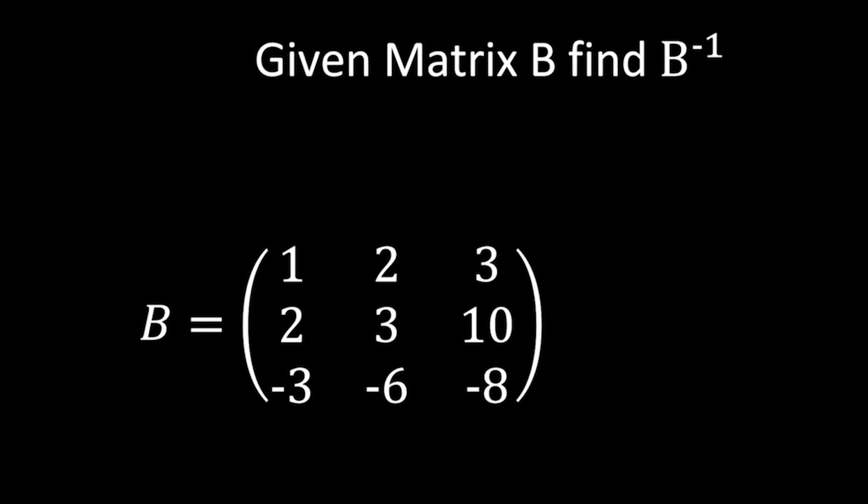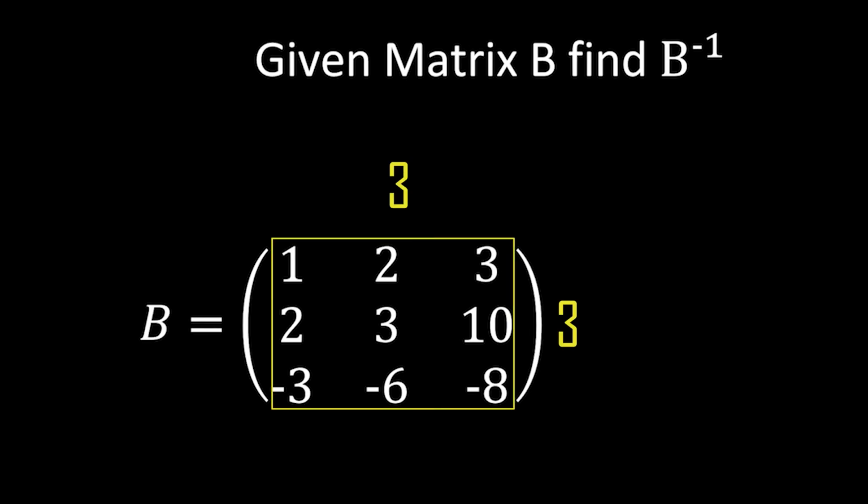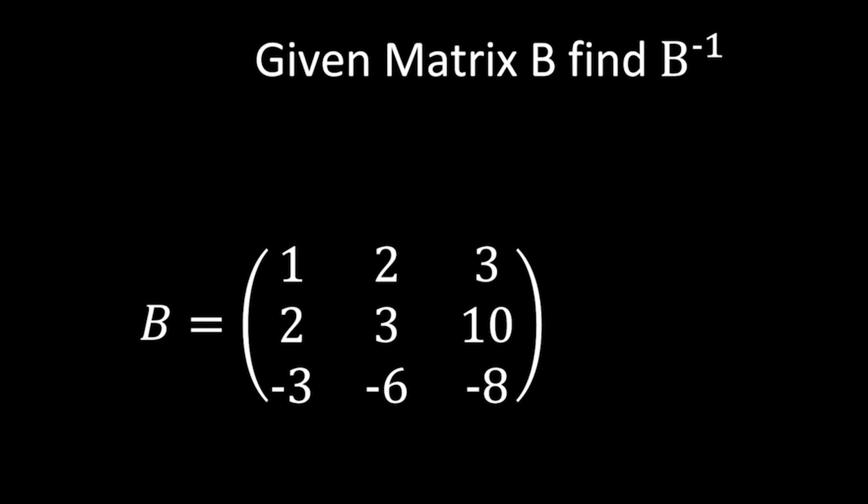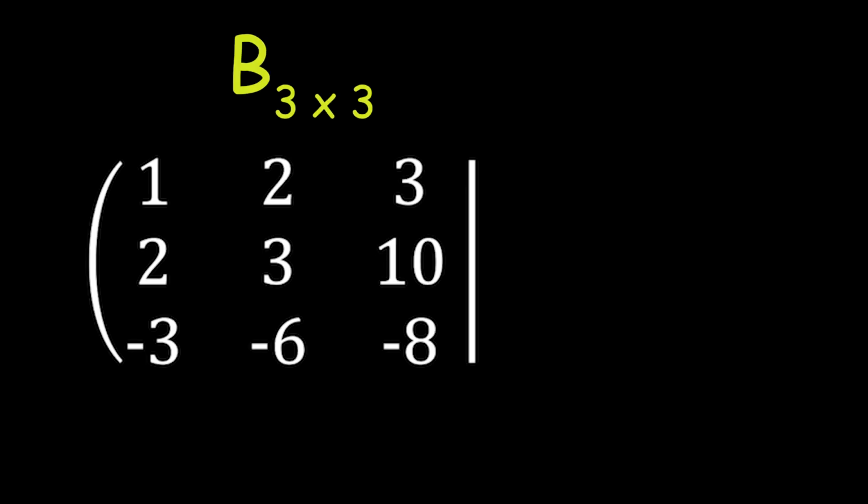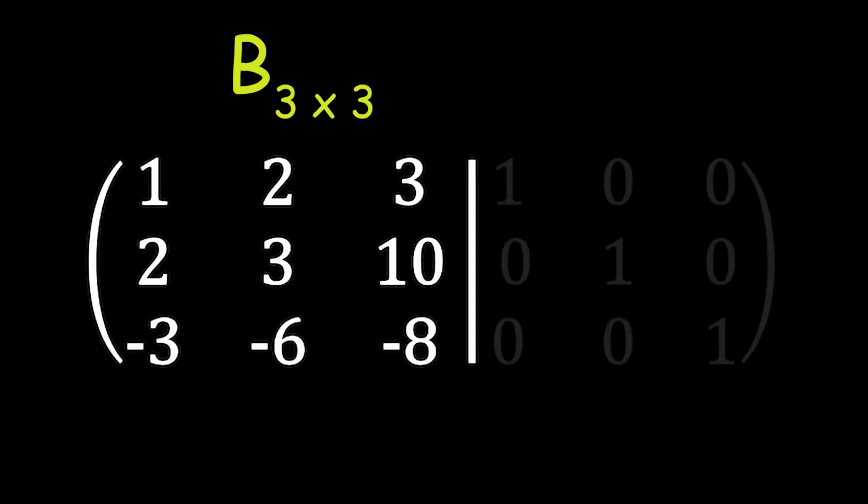Given this square matrix B, find the inverse. Remember, if B is a square matrix, then its inverse is also a square matrix. The first thing we should probably do is create an augmented matrix out of this. So we'll have B on the left-hand side with its coefficients, and on the right-hand side, we'll have a 3 by 3 identity matrix.